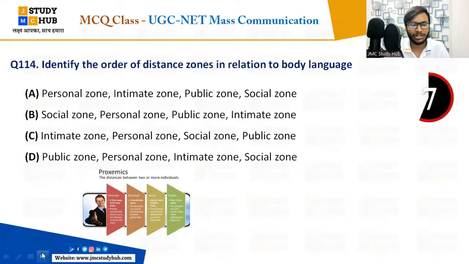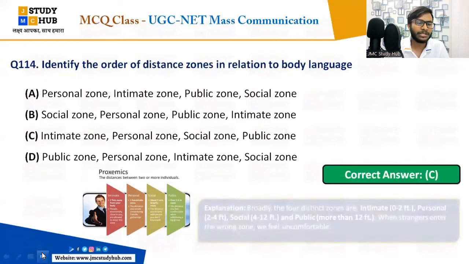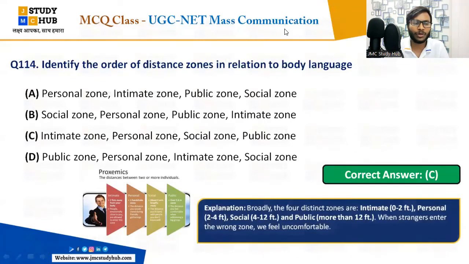Everybody answer, because it is very simple and very informative. Yes, very good. C option, it is the right one. C jo hai aapka right one hai. So you can see the pictures here, it is written here also: intimate, personal, social and public. So this is the intimate one, that is the beloved one, or which is very close to us.